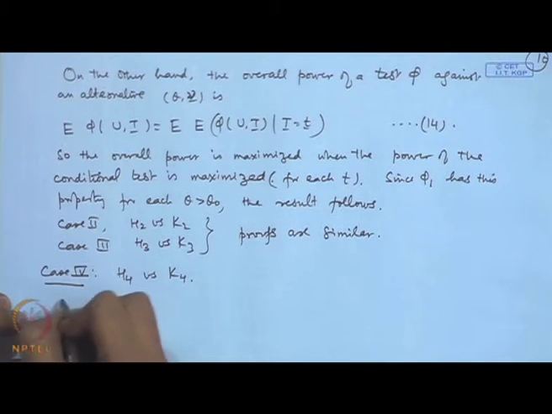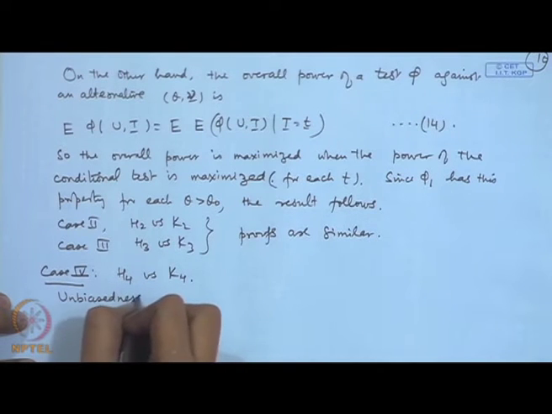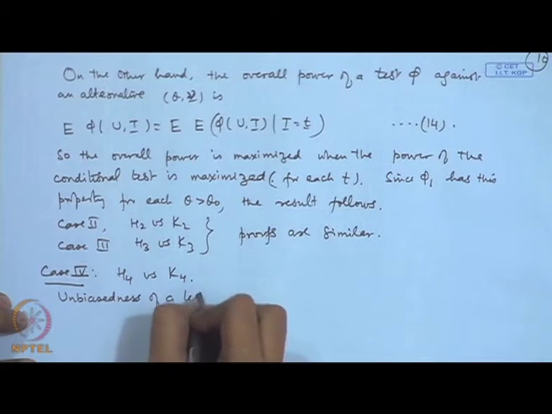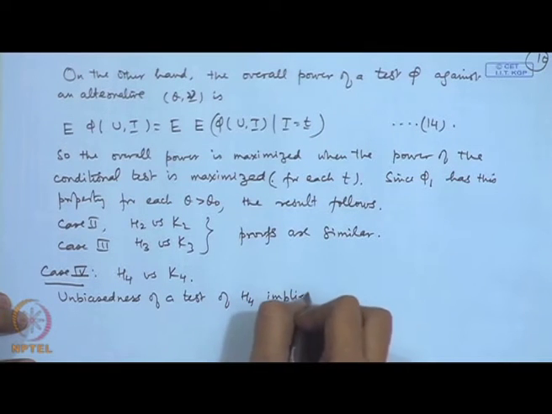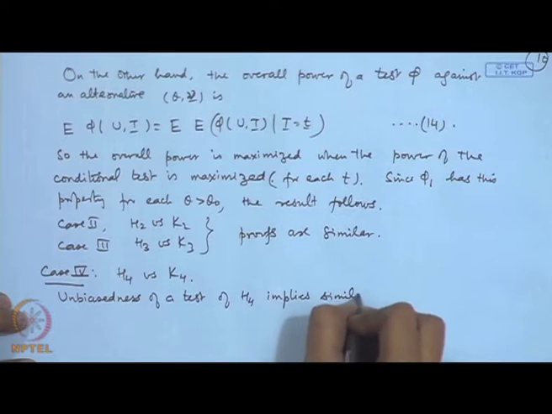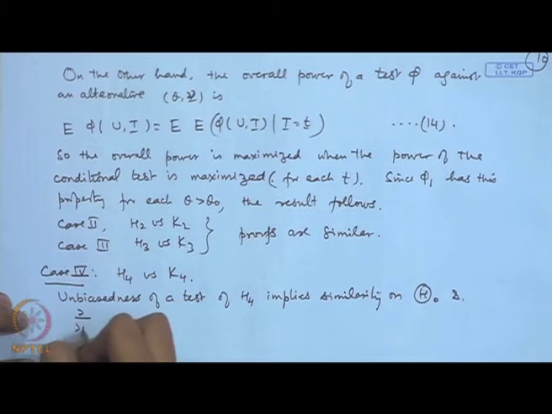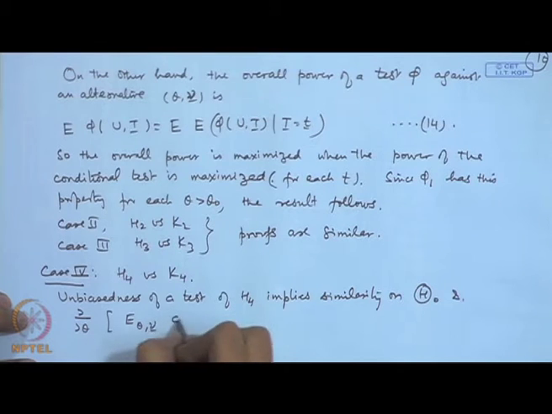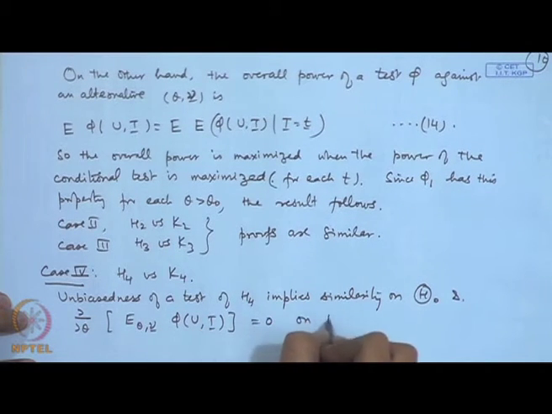Here unbiasedness of a test of H 4 implies similarity on theta naught and del by del theta expectation theta nu phi u t, that will be equal to 0 on theta naught.